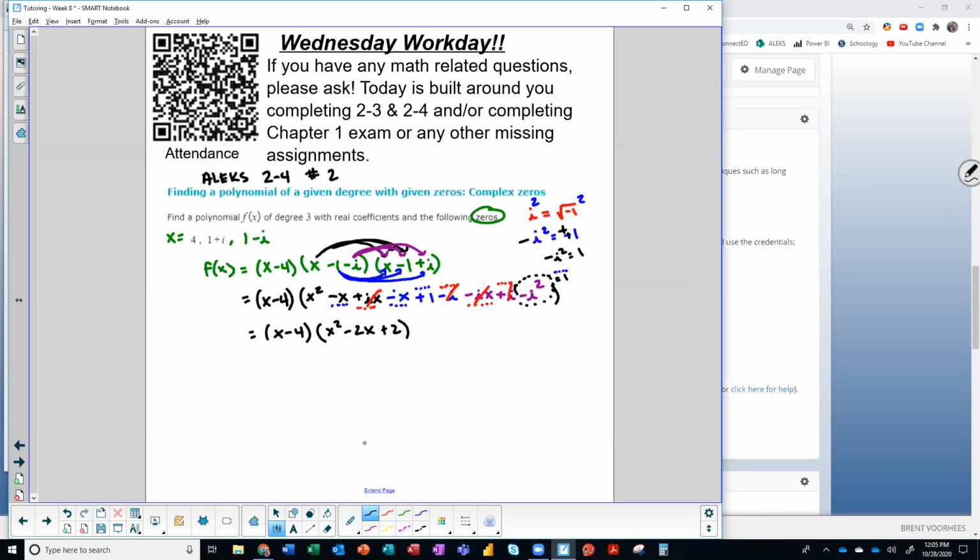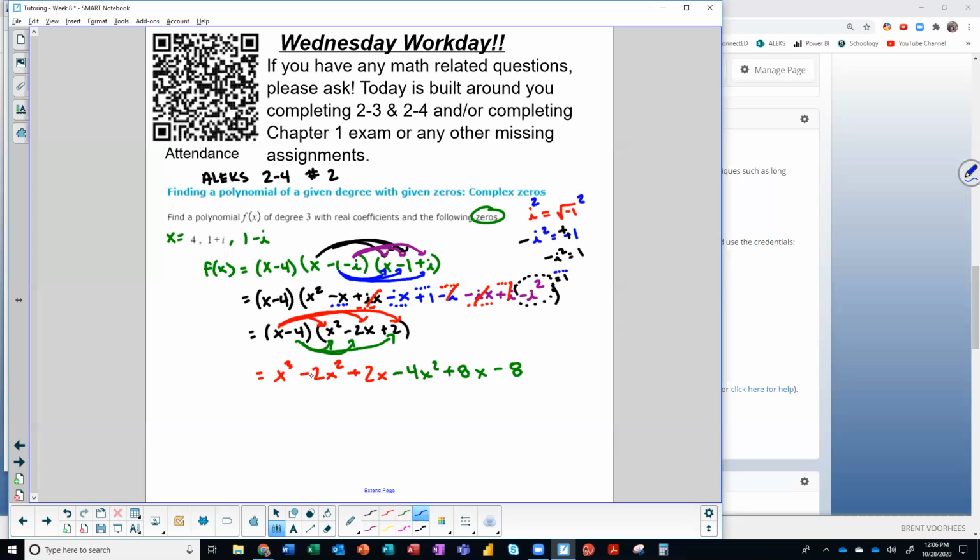So now to finally get my answer, I've got to distribute this through one more time. So this time I'll have here x cubed, negative 2x squared, and a positive 2x. Then a negative 4x squared. This would be a positive 8x, because a negative times a negative is a positive. And then here I'd have a negative 8.